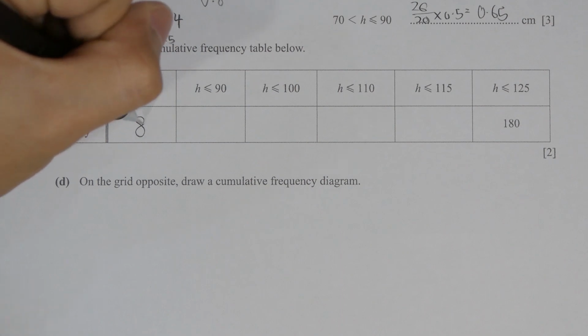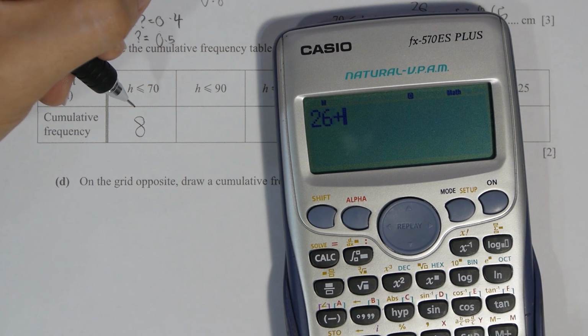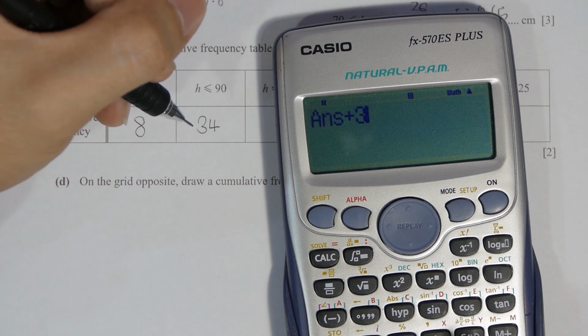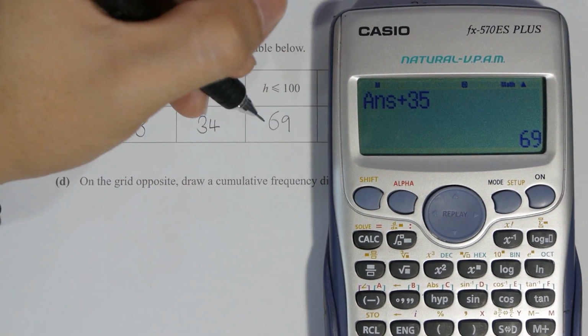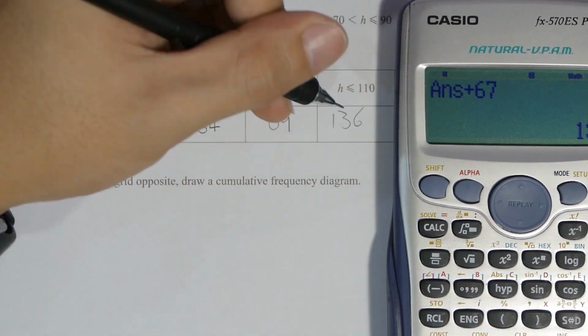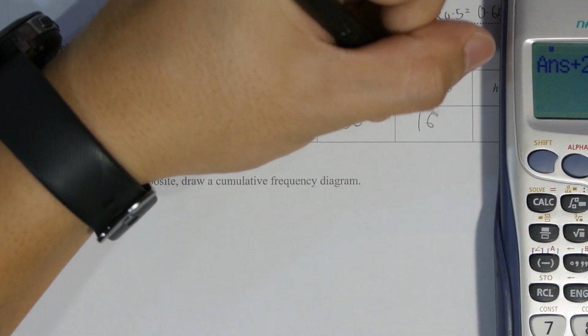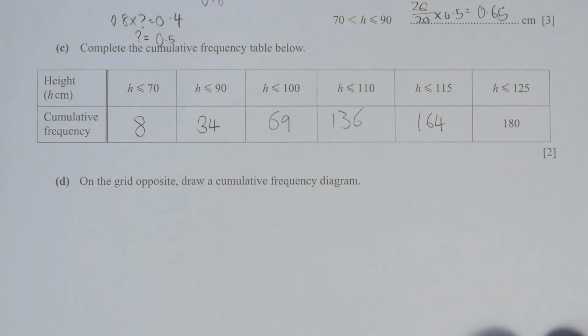Part C, pretty straightforward. This is a cumulative frequency table, so you can just refer to my calculation over there. For part D, draw out the cumulative frequency diagram. It will be as shown here.